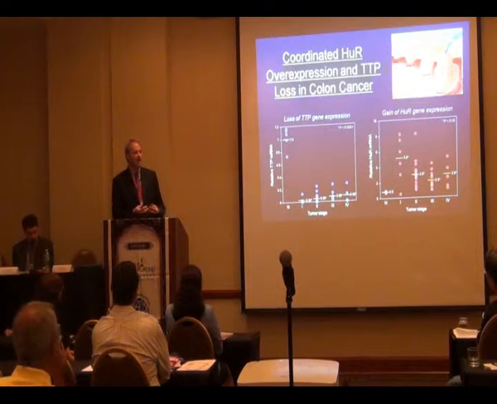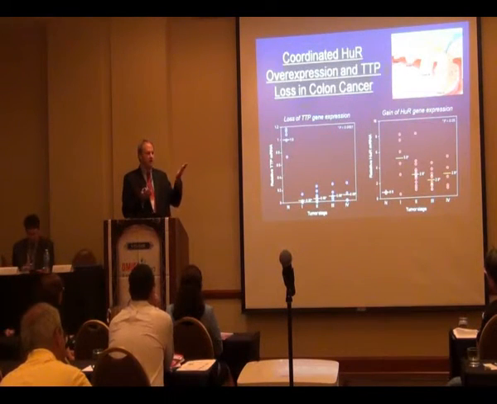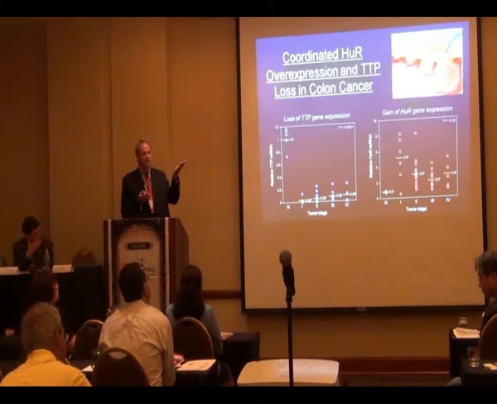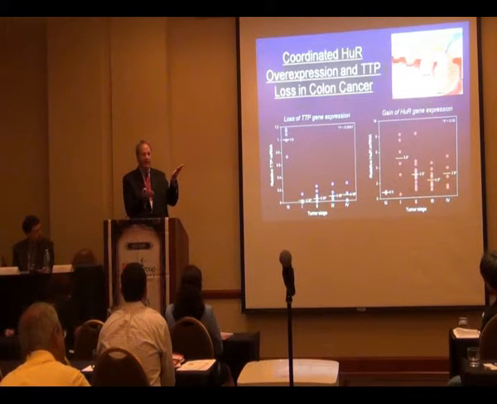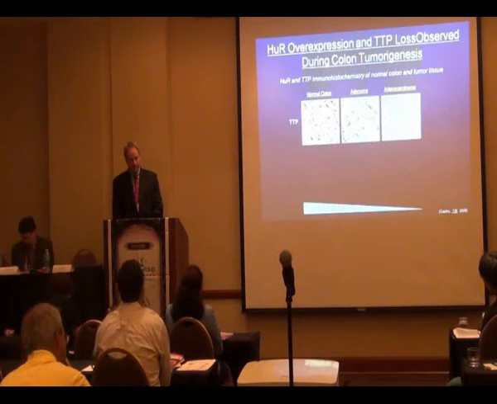So what we have here is a change. In the normal tissue, the RNA degrading protein, TTP, is elevated, and the HUR protein is downregulated, or is at a low level. Whereas in the tumor tissue, you see the opposite effect occurring.